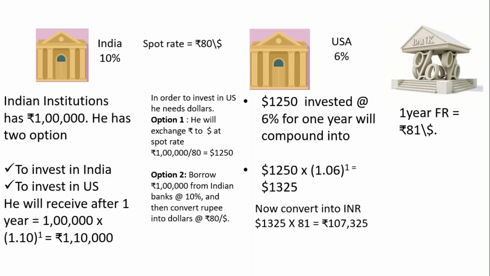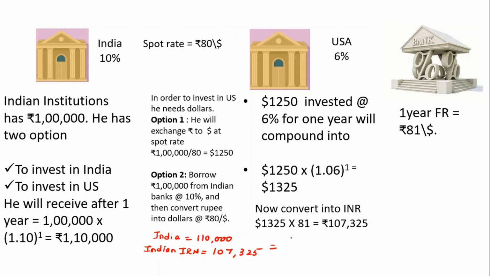And what you have said to the bank is that the forward rate you have given me is not correct, because it is promoting arbitrage. And how will this arbitrage happen? That is what we are going to see. So think about it, in India I'm going to get 110,000 after 1 year. And again, in Indian rupees, say INR, I'm going to get 107,325. Is it good to go? No.